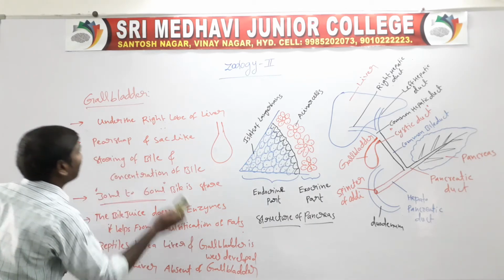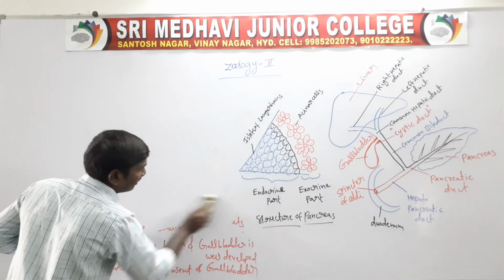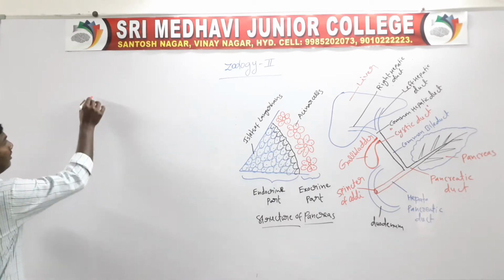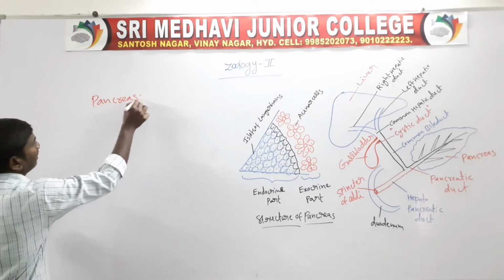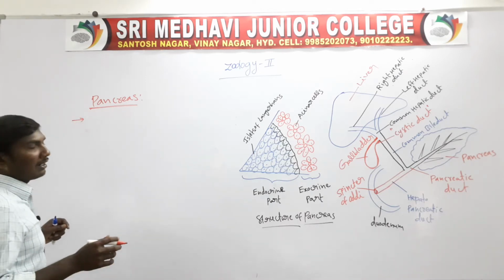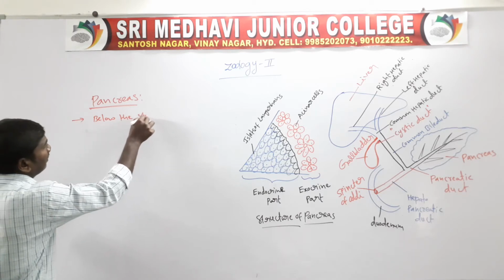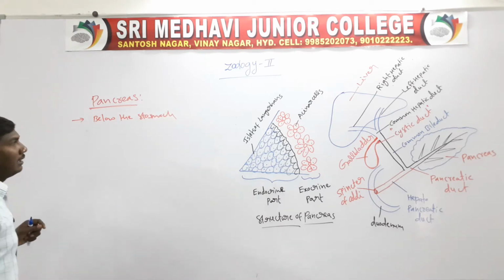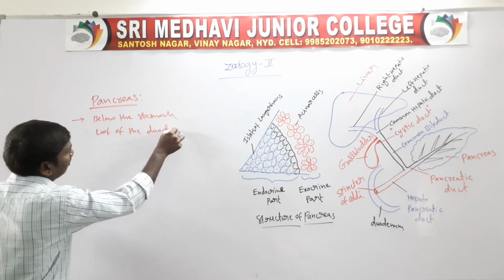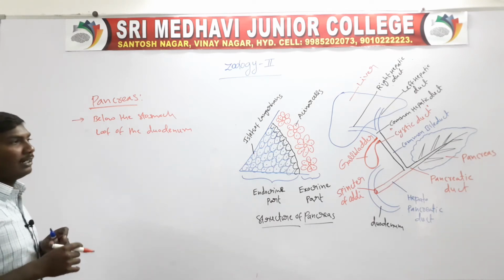Next topic, pancreas. The pancreas is located below the stomach and in the loop of the duodenum. They are located below the stomach and the loop of the duodenum.